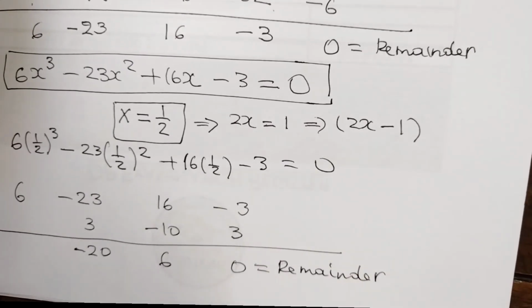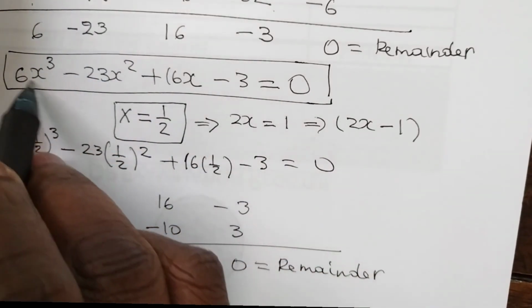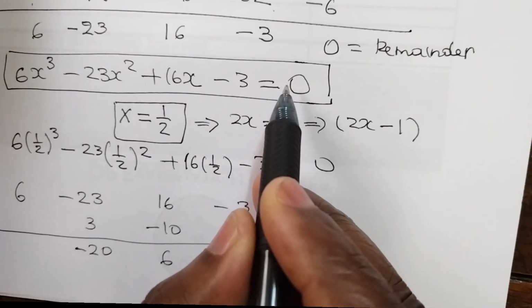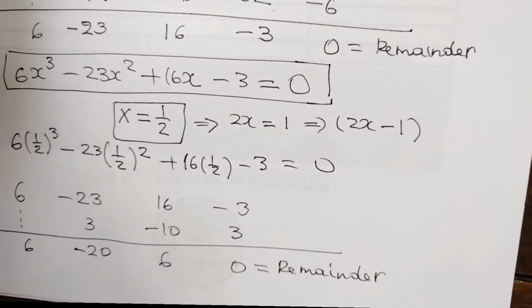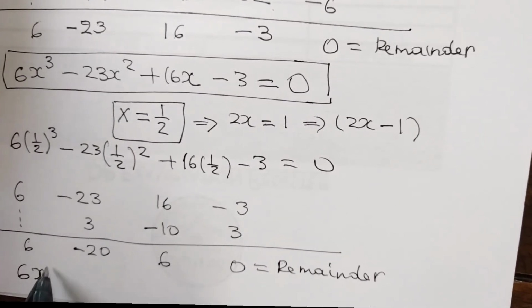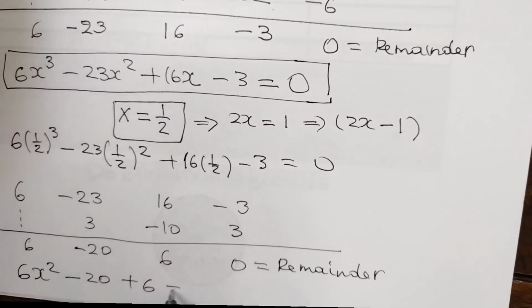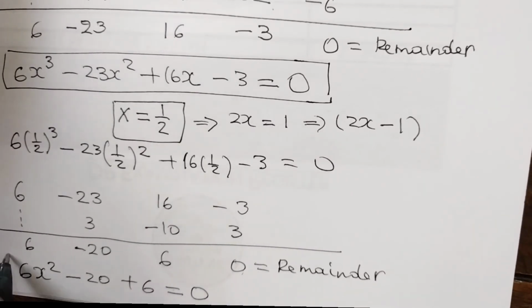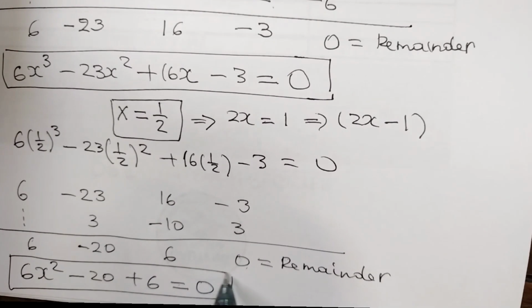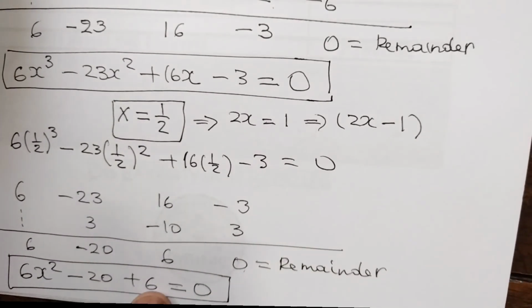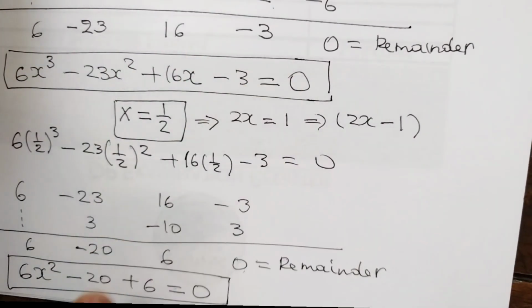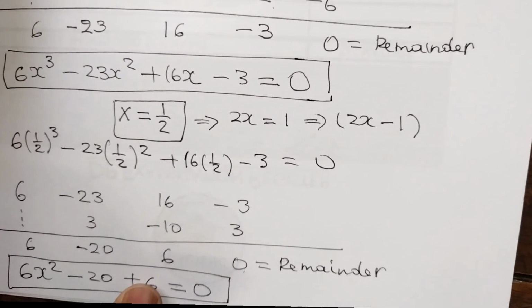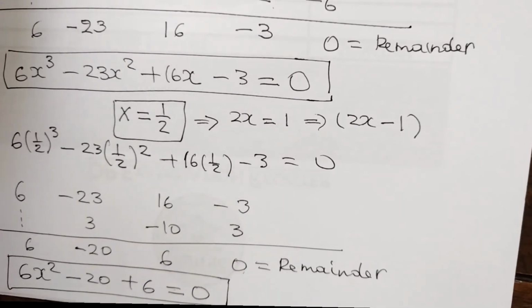ladies and gentlemen. So, ladies and gentlemen, the cubic equation can be reduced now to a quadratic equation. And this quadratic equation will be, I carry down 6 here. Then it will be 6x to the power 2 minus 20x plus 6 equals to, our remainder, 0. Ladies and gentlemen, look at this. We have managed to reduce the cubic equation right here into a quadratic equation right there. So we are going to continue solving.